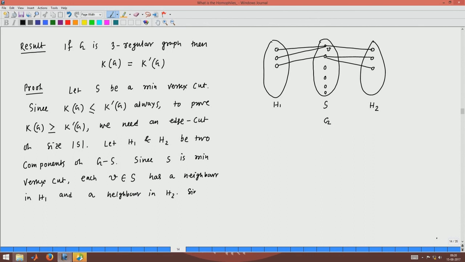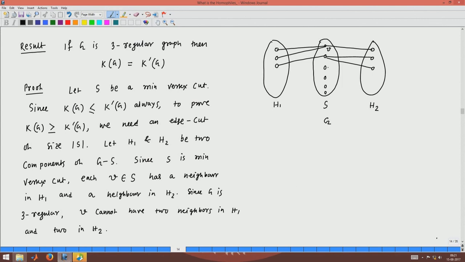Now, since G is 3 regular, V cannot have two neighbors in H1 and two in H2. So, this is quite clear because the graph G is a 3 regular graph. So, it cannot have two neighbors in H1 and two neighbors in H2. So, it can have two neighbors in H1 and then one neighbor in H2, or it can have one neighbor in H1 and two neighbors in H2. Okay.